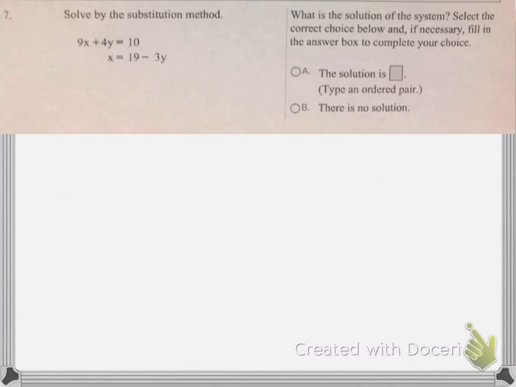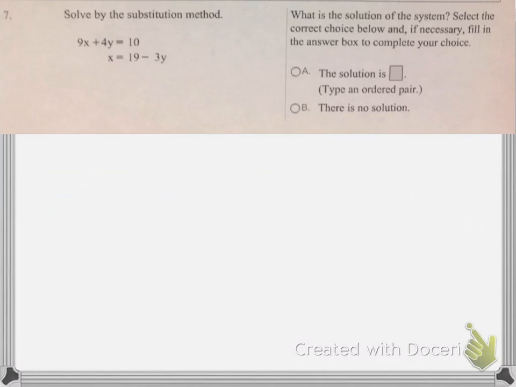This one's kind of blurry, but I think you can definitely still read it on your paper, probably a little bit easier than up here. This is number 7. And it says solve by the substitution method. It's already set up perfectly for substitution, which we kind of reviewed on Monday. Remember, to use substitution method, one of our variables has to be isolated, meaning by itself. And my second one is x equals.